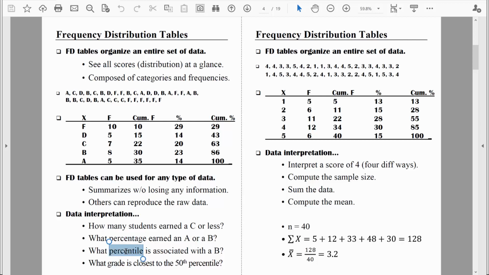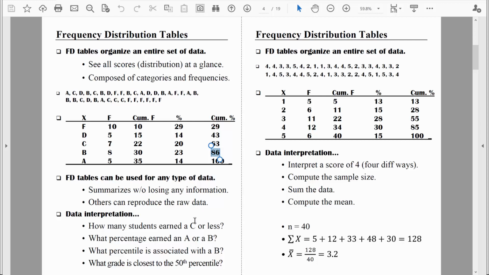What percentile is associated with a B? Remember, we can interpret the cumulative percentages as percentiles. So here is a score of a B, and we can see that the cumulative percentage is 86. So 86% of the sample earned a B or less. That is the 86th percentile.